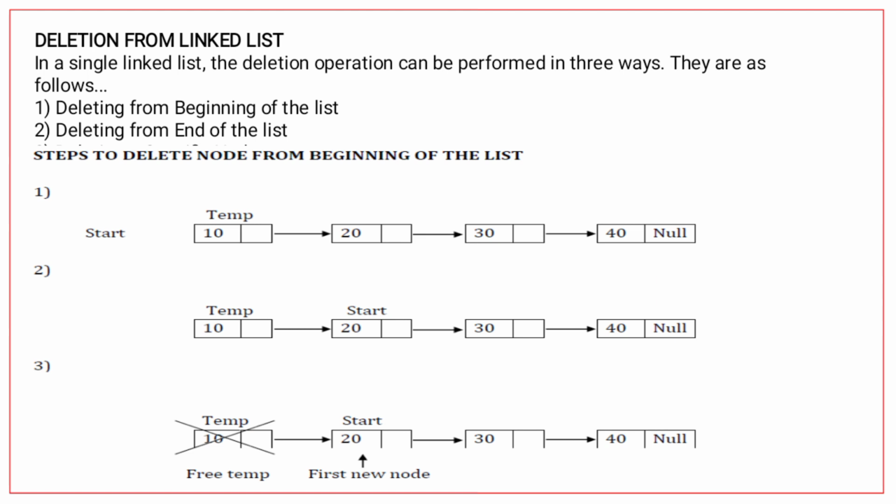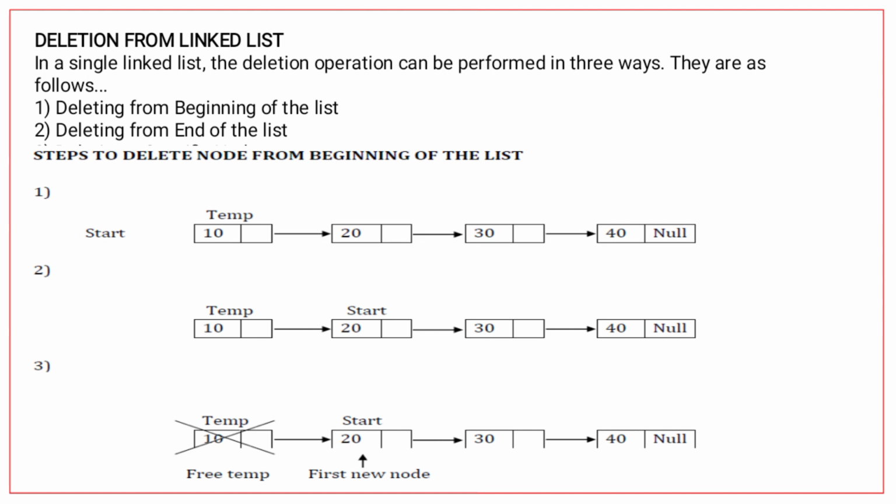Now we discuss the first operation, deleting from beginning of the list. Here are the steps to delete a node from beginning of the list. Step 1. Store current start in another temporary pointer. See the figure first. Step 2. Move start pointer one position ahead. See figure 2. Step 3. Delete temp, that is the temporary variable, the previous starting node, as we have updated the link to the beginning.